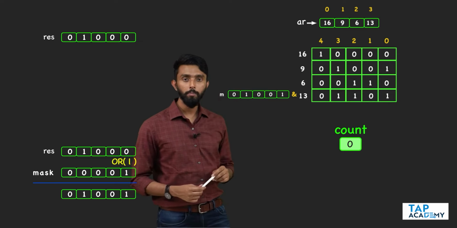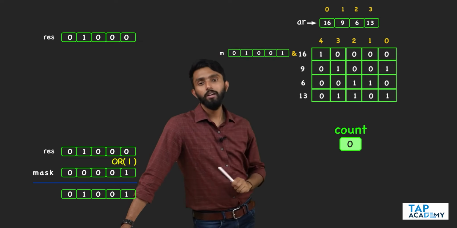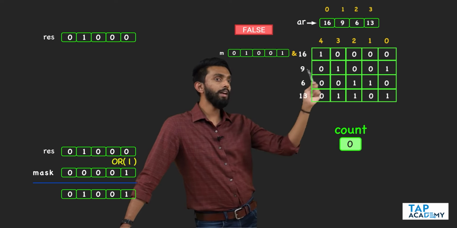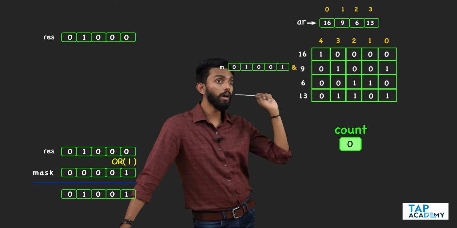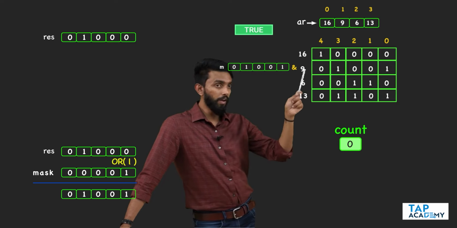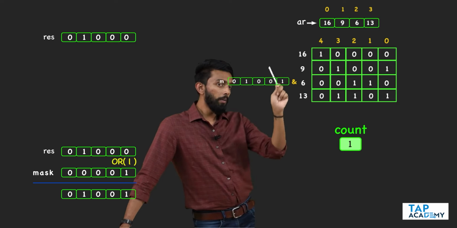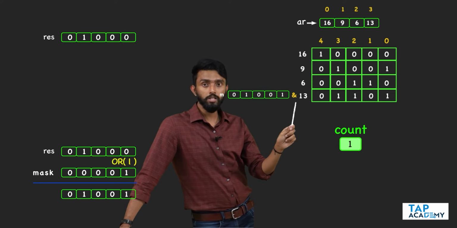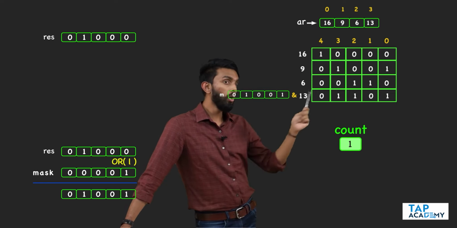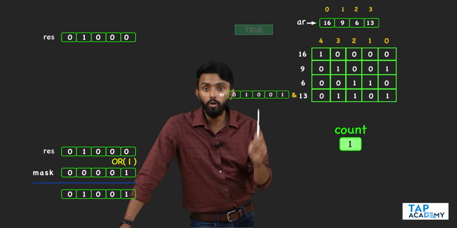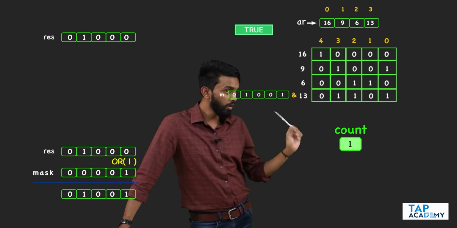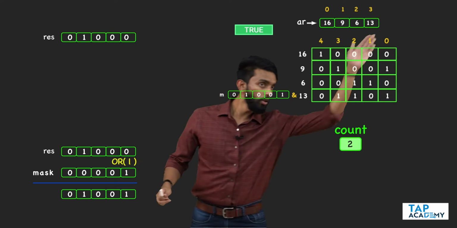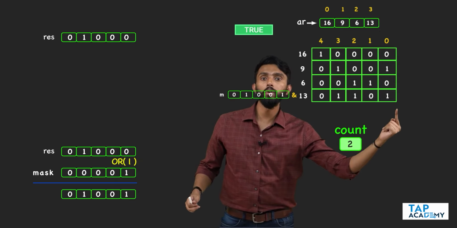That becomes my mask. Mask AND the first number, obviously false, count is 0. Mask AND the second number, oh yes, I have got true. If I get true, count becomes 1. Mask AND the third number, false, count remains the same. Mask AND the next number, if I check, obviously I am going to get true. If I get true, count increases, count becomes 2. The moment count becomes 2 or greater, you know that this inevitably is going to result in 1.